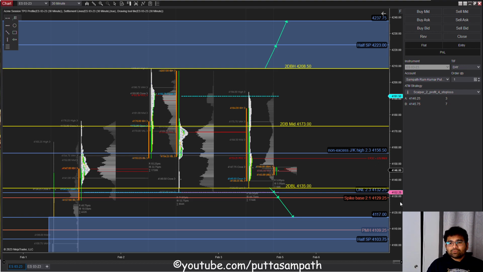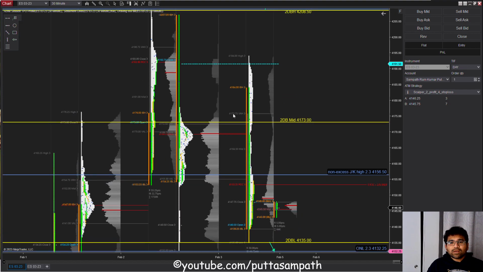But one thing to notice is the value area, the VAH that you're seeing here, 4175, and the VAL, it's around 4139. So this value area is overlapping with the one from Thursday's. Like, how can I say? Okay, let me mark it.